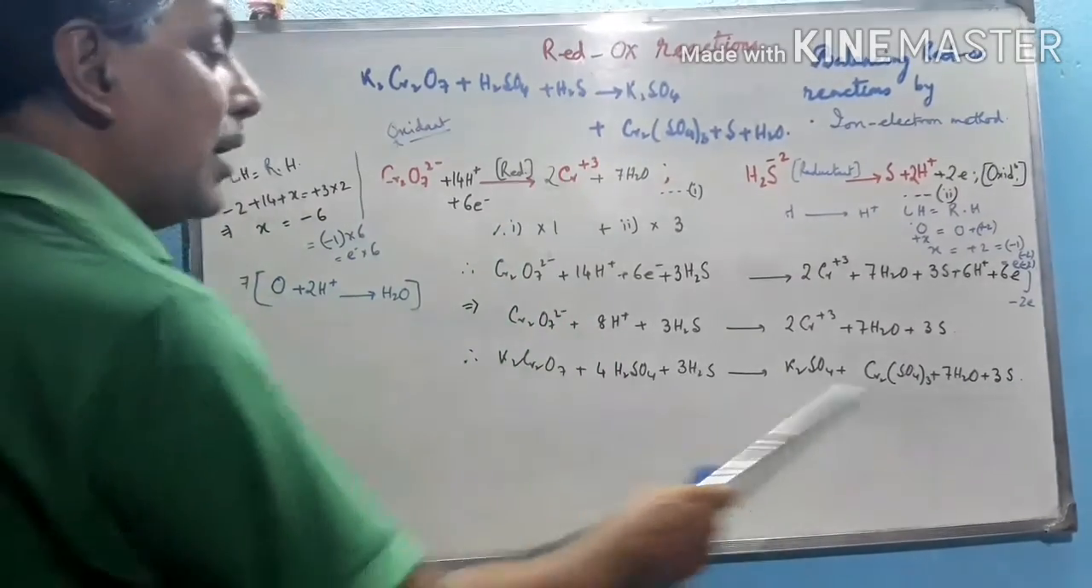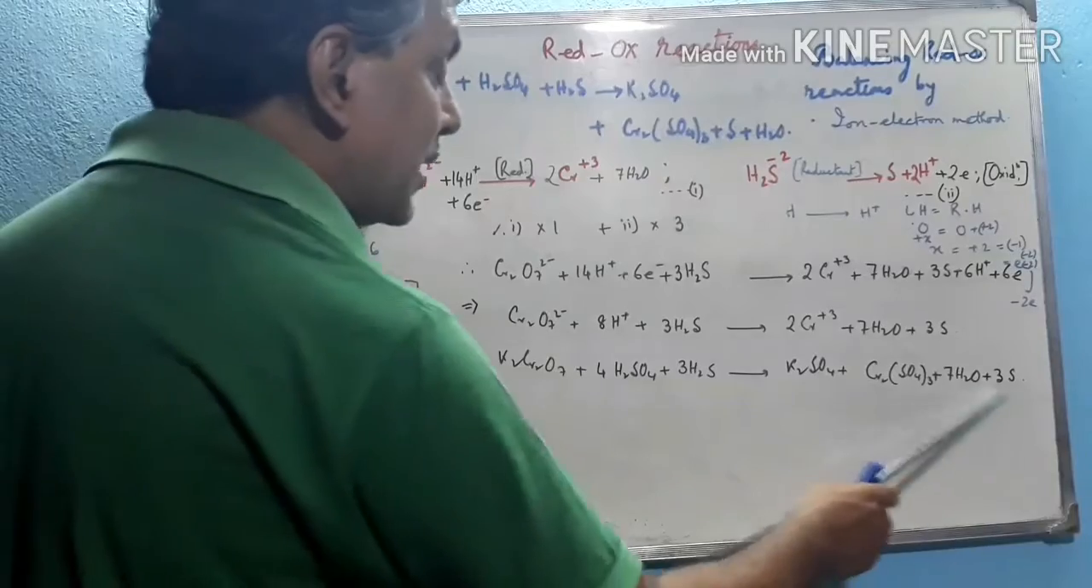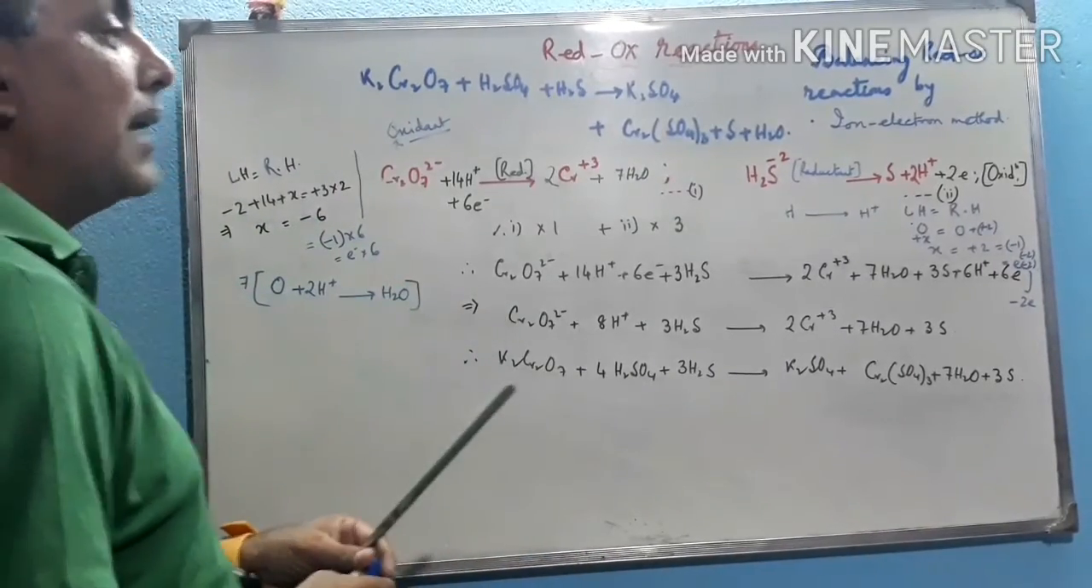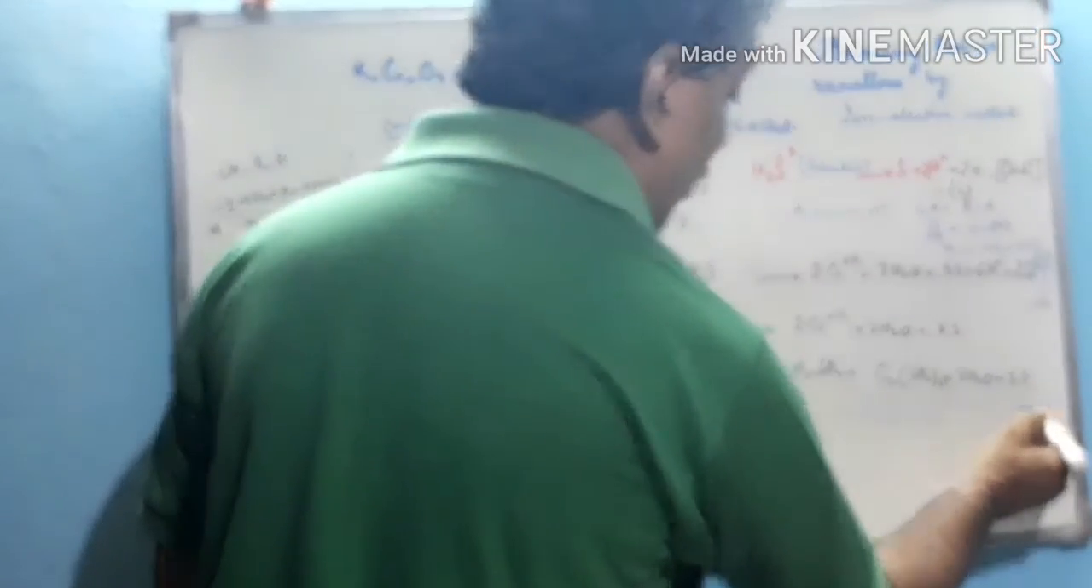Now see the total hydrogen atoms as well as oxygen atoms are balanced on both sides. So this is the balancing of redox reactions by the ion electron method.